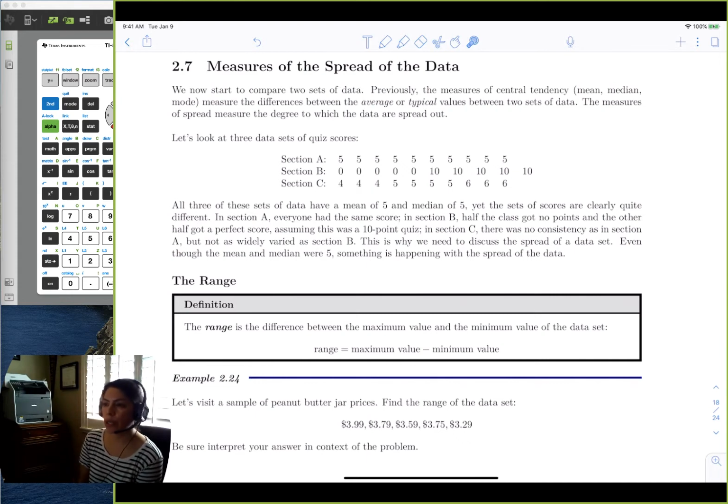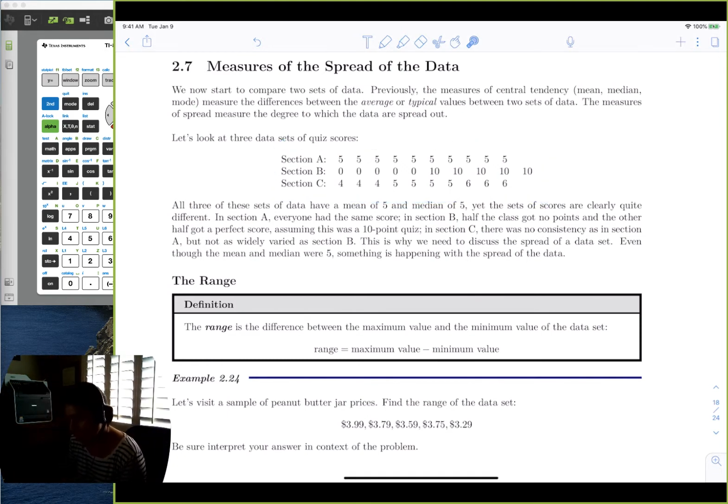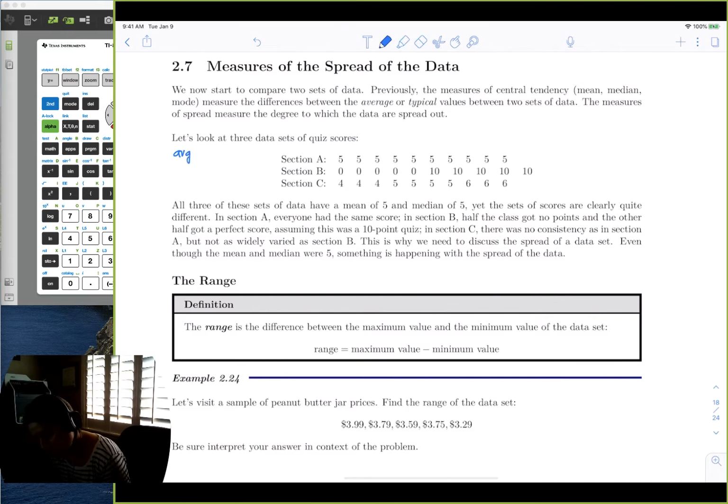And what I always start with is a set of 3 sections of quiz scores. And I think this is a really good way to grasp how spread is just as important as your measures of center of data. Okay, so here I have 3 sections, and you'll notice that the average is 5 and the median is also 5, for all sections.